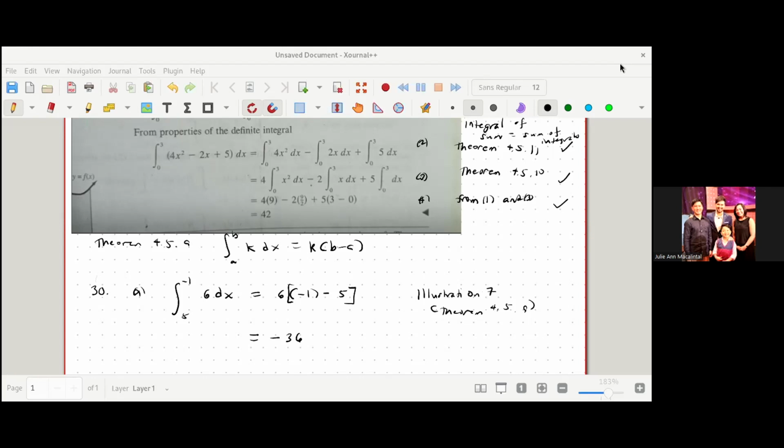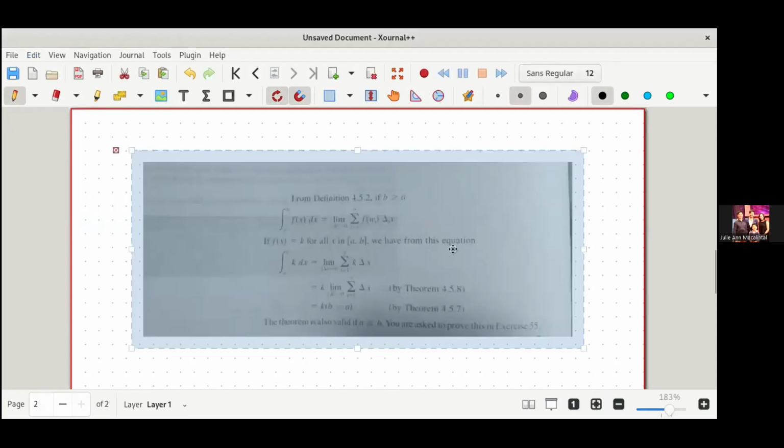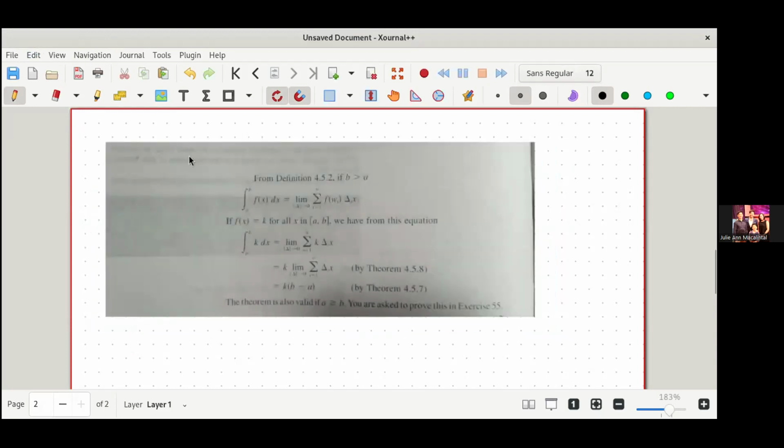Buksan ko rin dito para makita mo yan, yung annotated version. Okay, so, eto. Hindi kasi niya nilabel eh. Usually, di ba, si Leithold may nakalagay dito, 4.5.9, may theorem siya, wala. Hindi niya nilabel. So, may typo yan. I think mukhang typo ng book. So, this should be theorem 4.5.9.